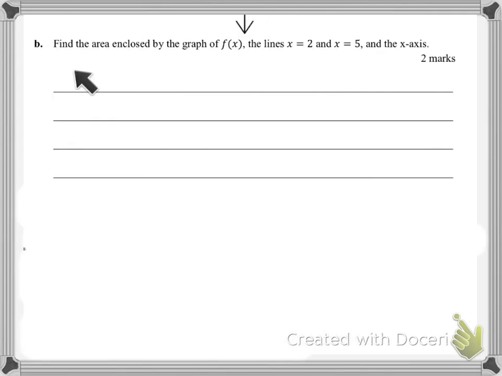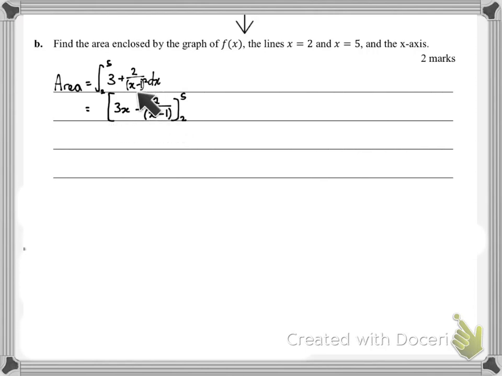Now, find the area enclosed by the graph and the lines x equals 2 and x equals 5 and the x-axis. So the area of the truncus function is going to be between 2 and 5. They're your limits. And integrating goes to this integral function.